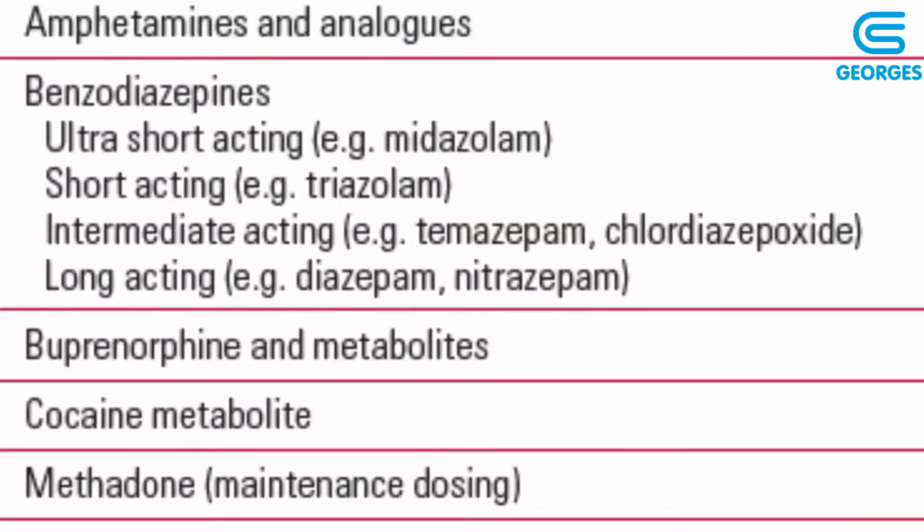Some of the substances that the urine drug test screens are amphetamines, benzodiazepines, barbiturates, marijuana, cocaine, PCP, methadone, and opioids. Opioids are just narcotics. Alcohol can also be screened when you are doing a urine drug test.